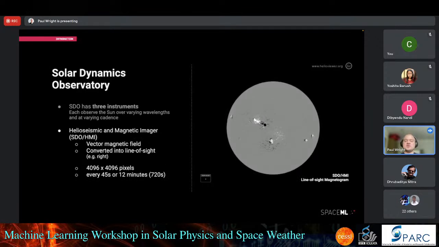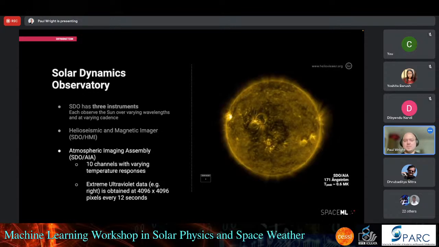In addition to observing the photosphere, HMI also produces maps of the sun's magnetic field, and shown to the right is the line of sight component derived from the full vector field. The magnetograms are derived every, I think, 45 seconds or 12 minutes at 4K by 4K.